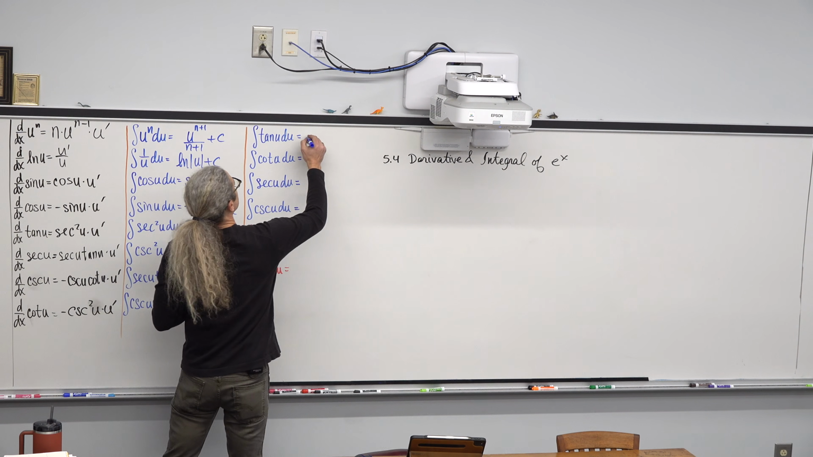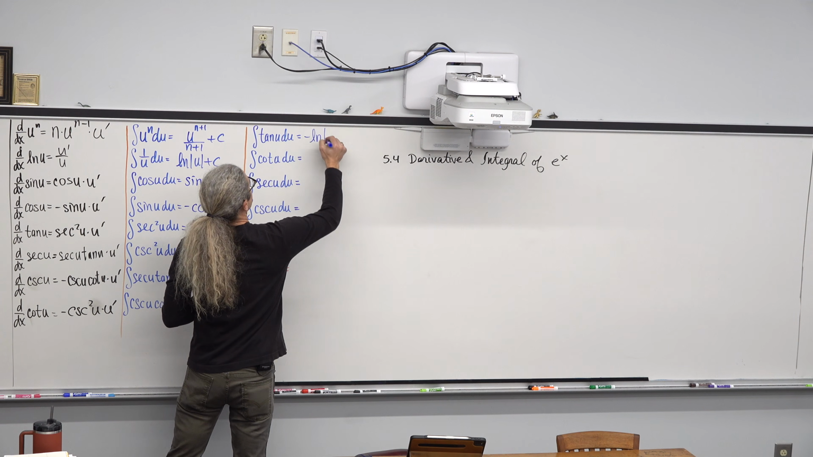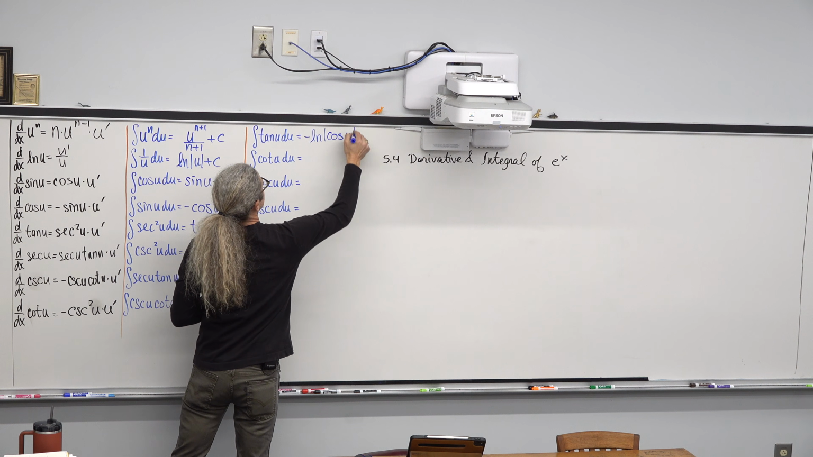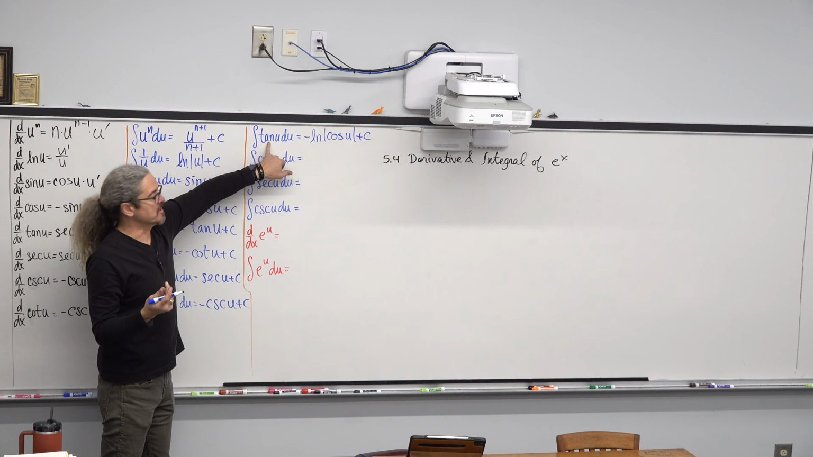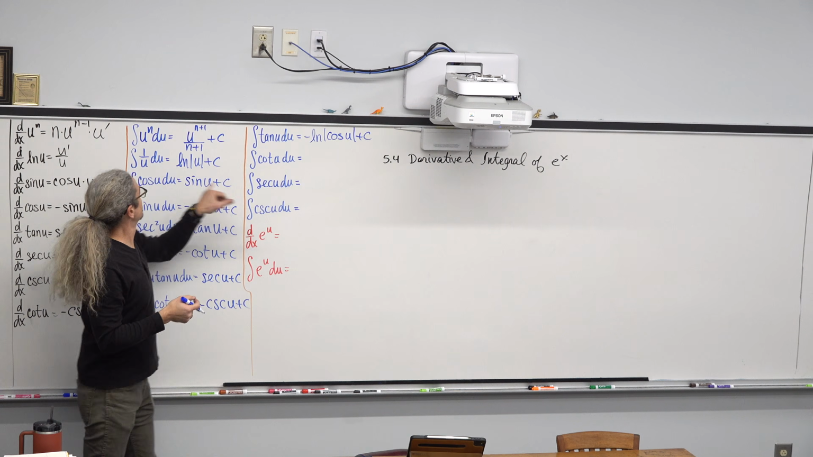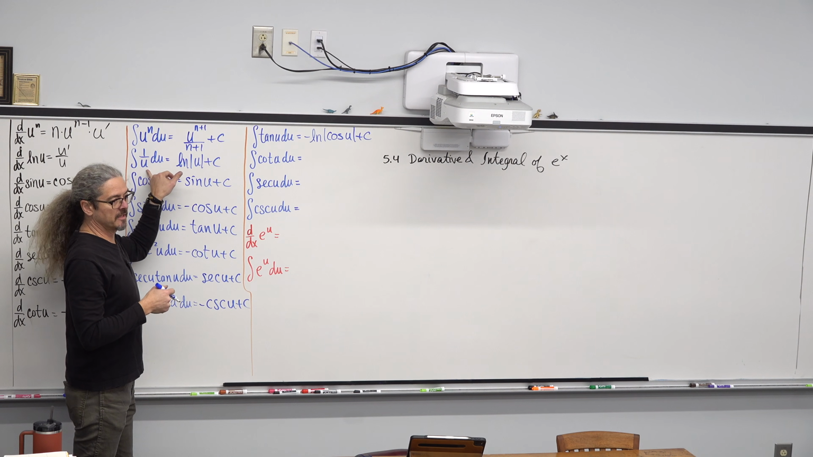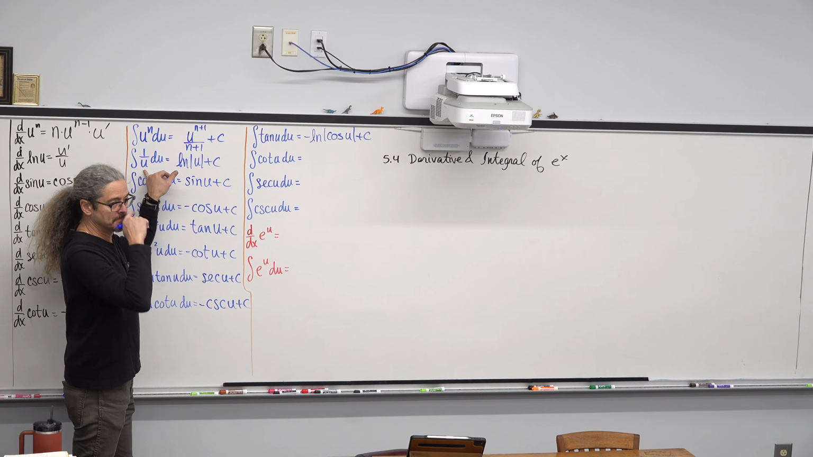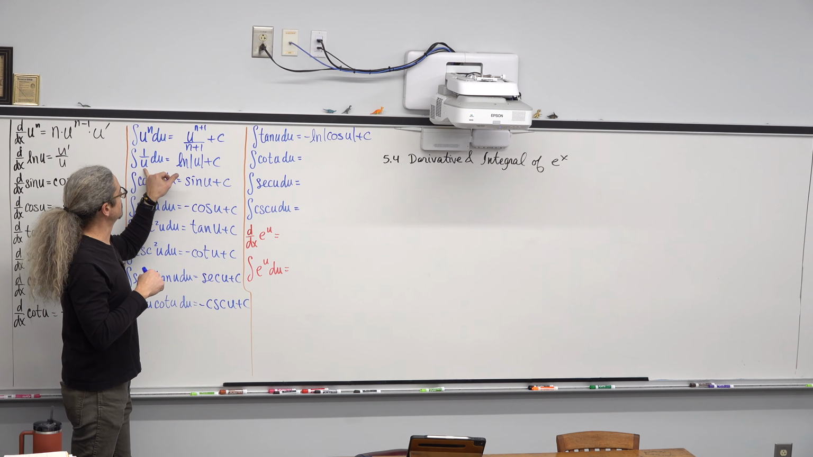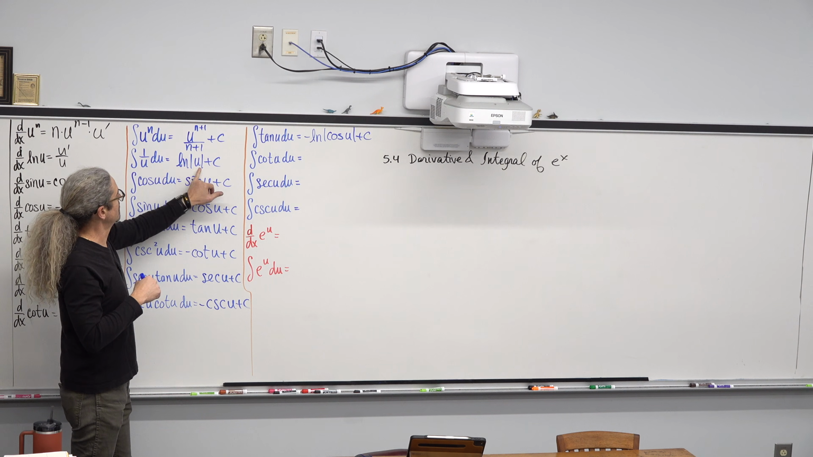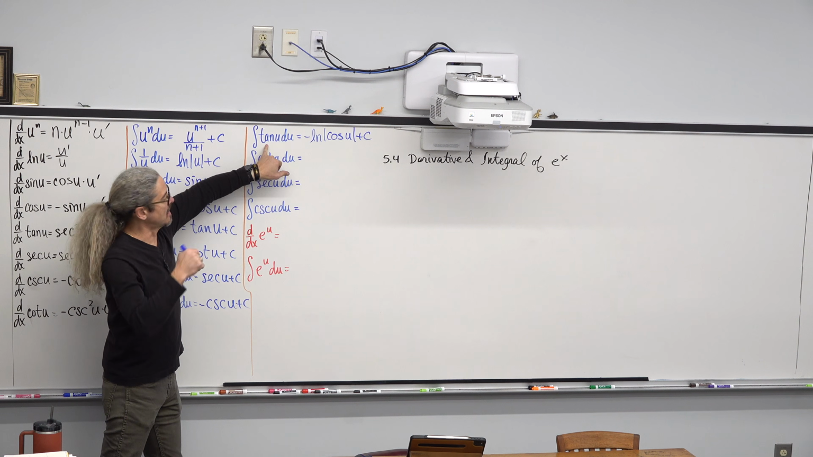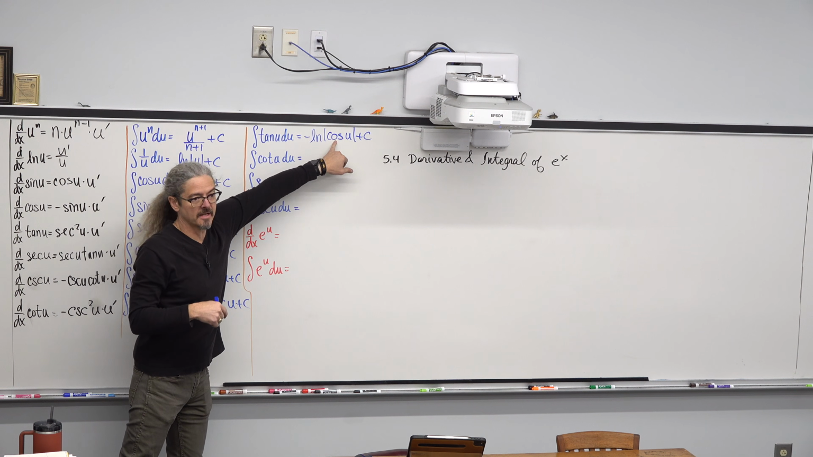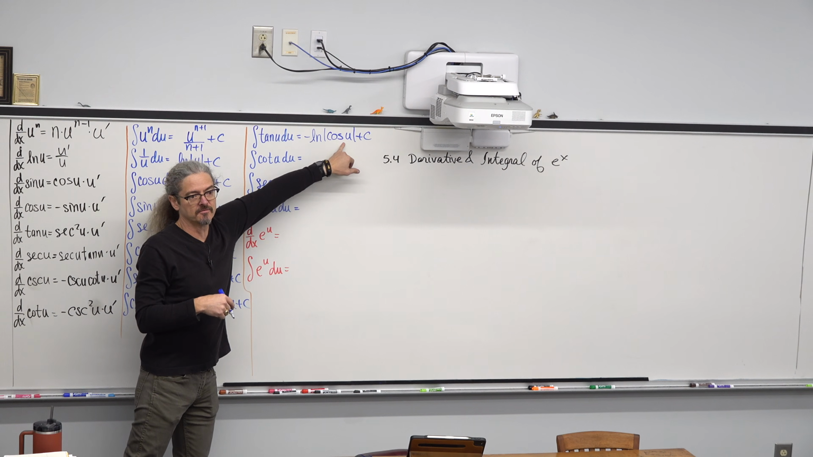Negative natural log of the absolute value of cosine of u plus c. If you see that tangent as sine over cosine, cosine is in the denominator. The cosine of u is your u. That's why the integral of u prime over u is the natural log of u. The denominator of tangent is cosine, and that's why we have the natural log of the cosine of u.